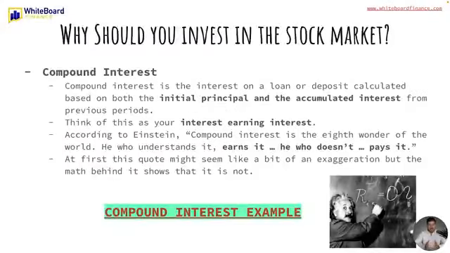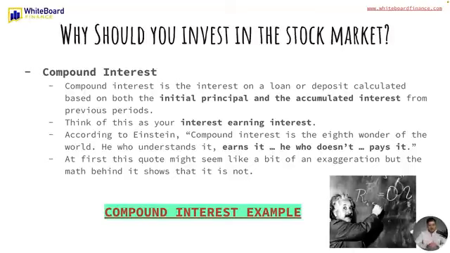So I'm sure you guys have heard compound interest floating around on the internet, but if you're not familiar with it, compound interest is the interest on a loan or deposit calculated based on both the initial principal and the accumulated interest from previous periods. So your initial principal is just the initial amount that you invest or choose to take on. So think of this as your interest earning interest.